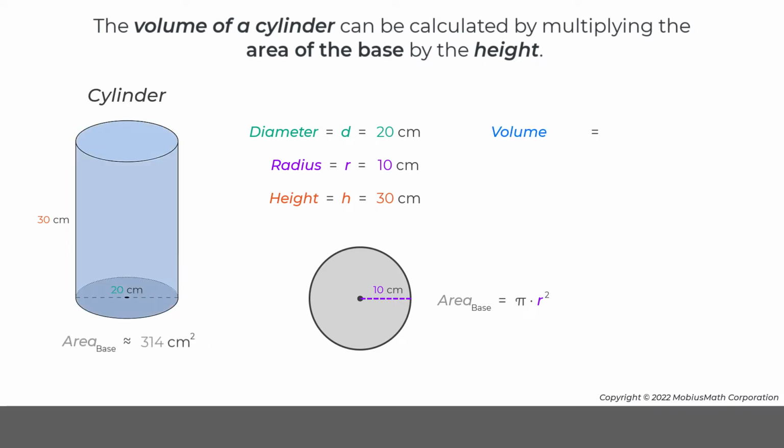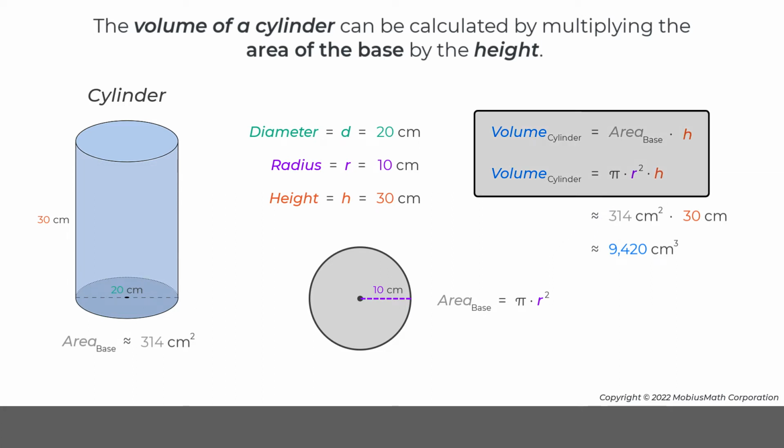To find the volume of the cylinder, the area of the base is multiplied by the height of the cylinder. Note, the volume of a cylinder is a function of its radius and its height and can be represented by the following equations.